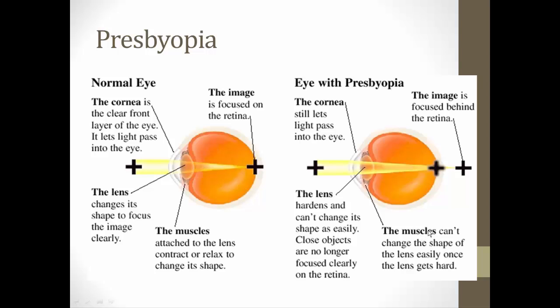To fix it, we just fix it with some convex lenses, and that will help the lens converge that light, and then they can see and read.